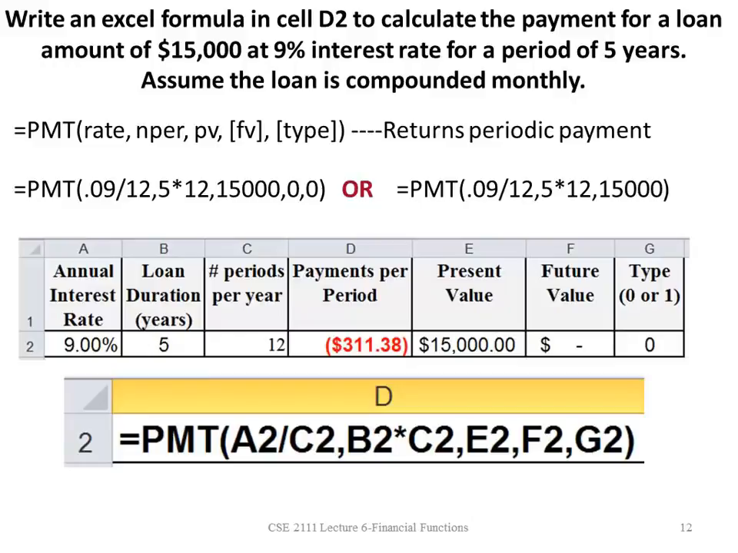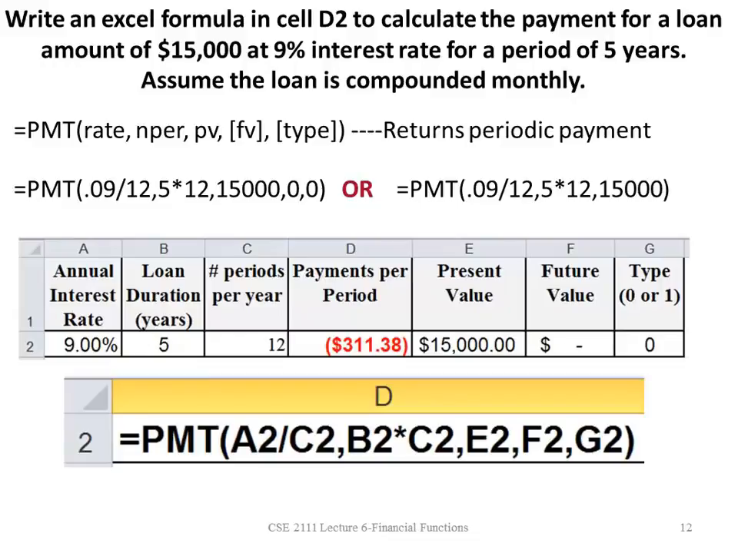Notice cell D2 is in red with parentheses. In this case, I've formatted these values to display as red and with parentheses if it's a negative number. So if we type in that function, we will receive the value $311.38. That's our payment. And payments are usually denoted as negative, so that's why I have that as a negative value.